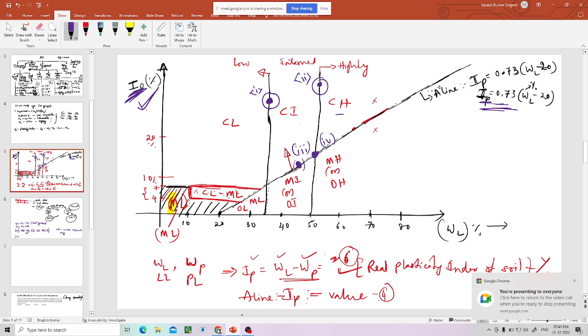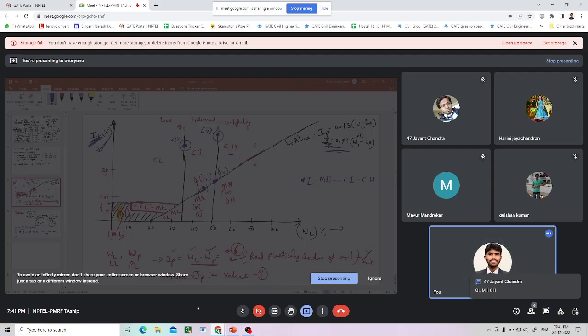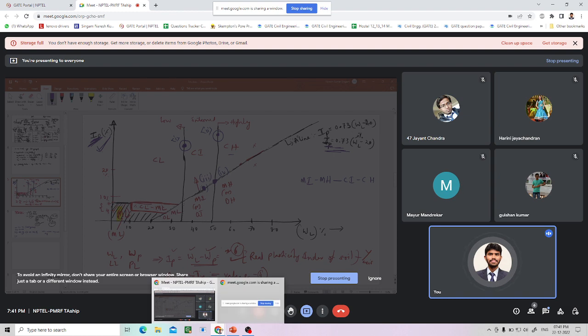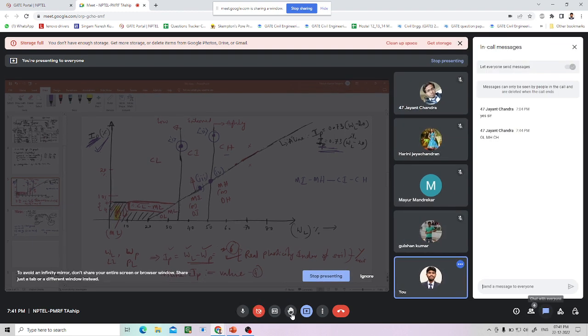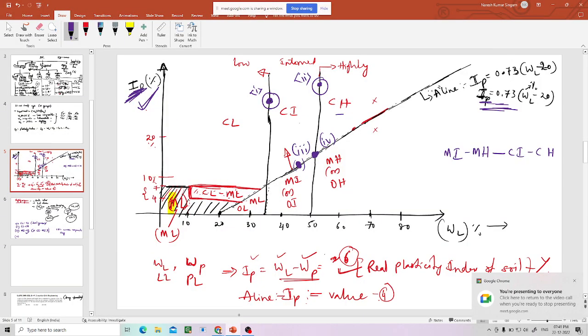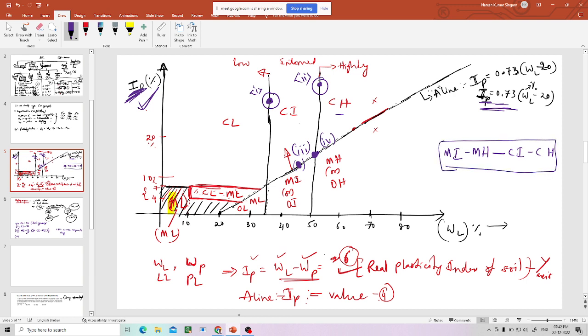See here, as you have to give preference to the coarser, you will use MI, MH. Without knowing that only a dual symbol is allowed, what do you do? You will write CI, CH. Somebody has written anything? OL, MH, CH. Okay, let me check. OL, MH, CH, or OH, MH, CH. No. At least you have tried, that is very good.